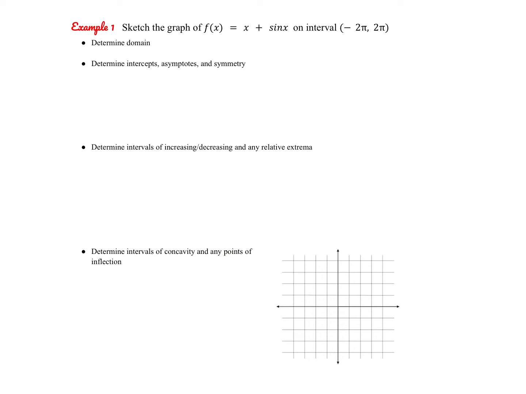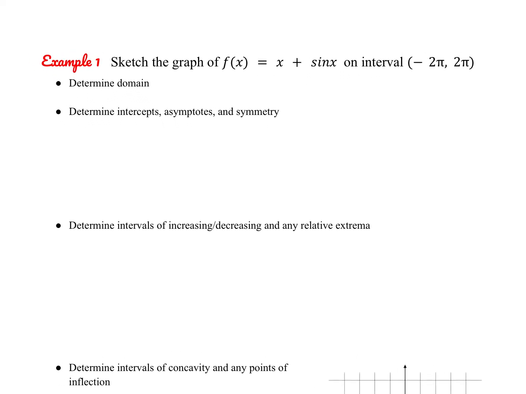All right, so let's see if we can give this one a try together. So here we're going to graph f of x equals x plus sine of x on the interval negative 2 pi to 2 pi. So first we are going to want to determine the domain, just so we can look out for any domain restrictions.